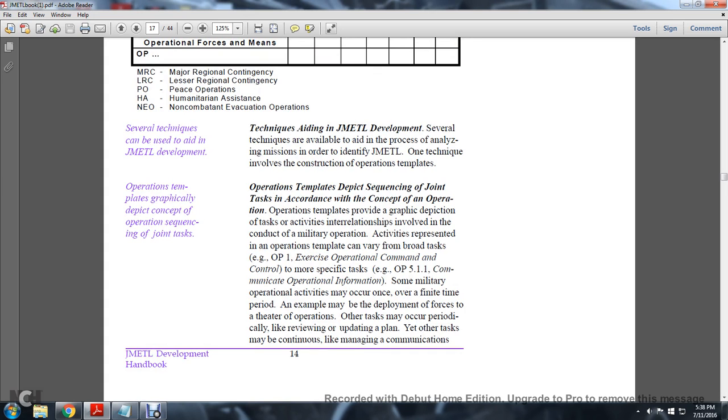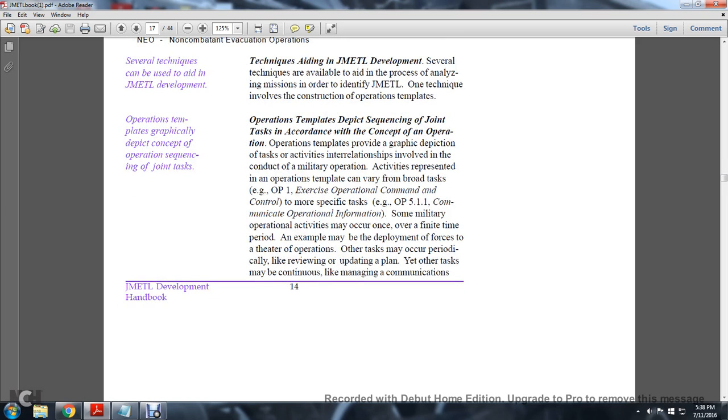Several techniques can be used to aid the development of the Joint Mission Essential Task List. Several techniques are available to aid the process of analyzing missions in order to identify the Joint Mission Essential Task List. One technique involves the construction of operational templates. Operational templates graphically depict the operational sequence of joint tasks in accordance with the concept of operations.